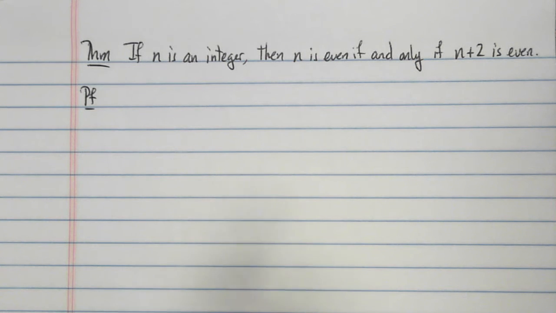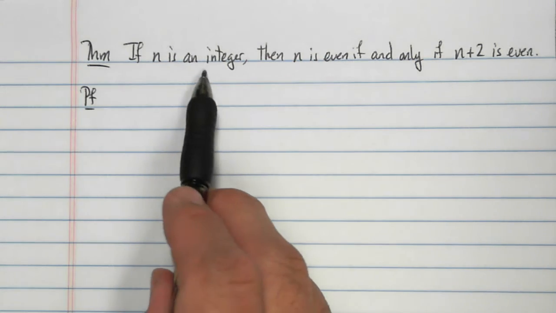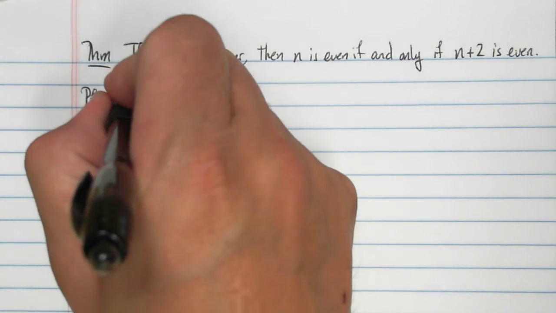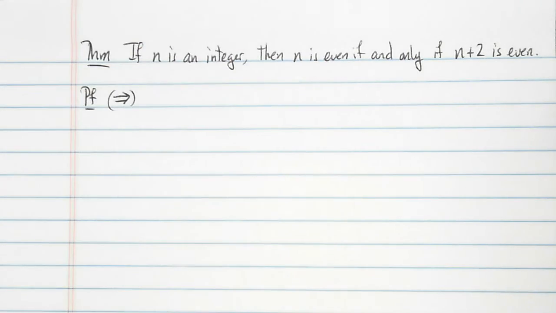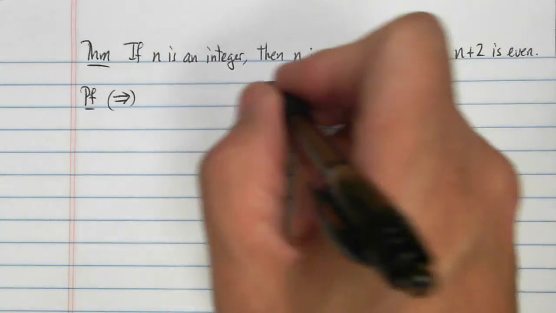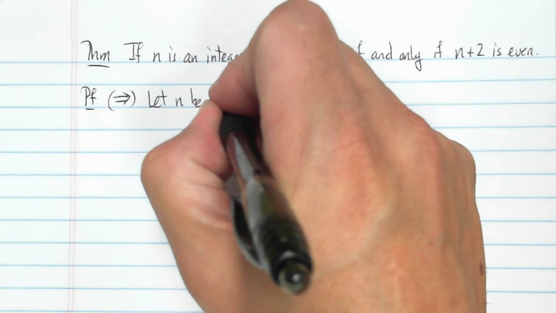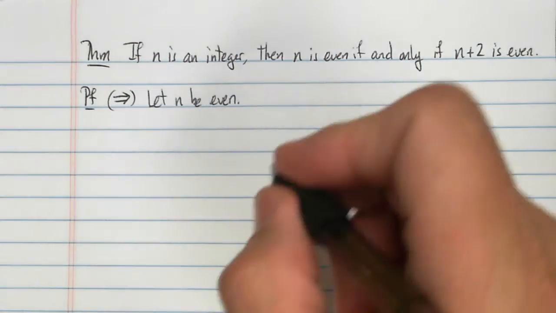All right, for this review problem, we're going to prove that if n is an integer, then n is even if and only if n plus 2 is even. So this is an if and only if proof, so there are going to be two directions. So first off, let n be even. And the goal is to show that n plus 2 is even.